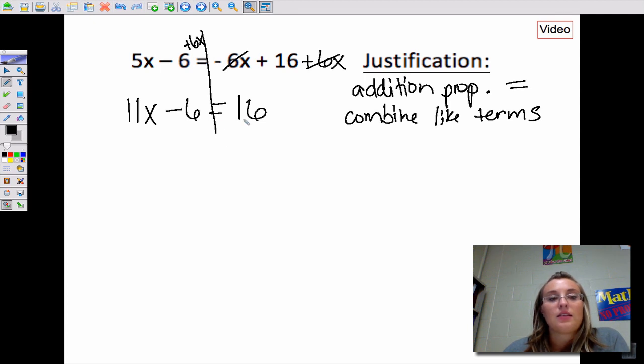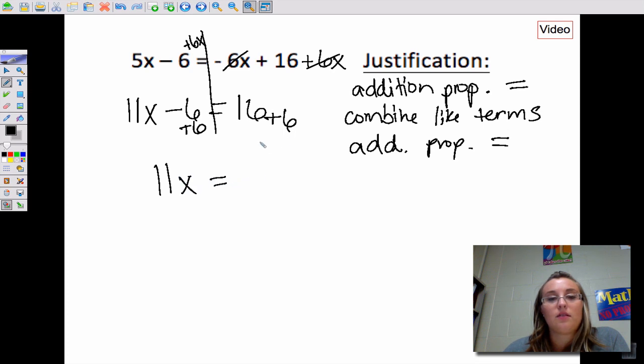Okay? Next thing we're going to do is we're going to eliminate that constant. Okay? So the opposite of minus 6 is going to add 6 to each side. So that's, once again, that addition property of equality from the learning target 1. Okay? So add 6 to both sides. That means this is going to cancel out. Here I'll be left with 11x equals 16 plus 6, which is 22.